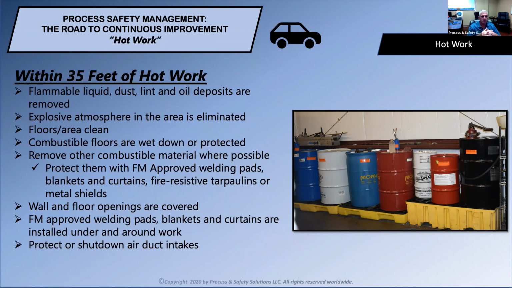Remove other combustible materials where possible, and you may have to protect them with Factory Mutual approved welding pads, blankets, curtains, fire resistant tarps, or metal shields. Wall and floor openings are covered, making sure that sparks and other hot materials can't fall between the wall and floor openings and create hazards. Factory Mutual approved welding pads, blankets, and curtains should also be installed under and around the work. That's an important element.